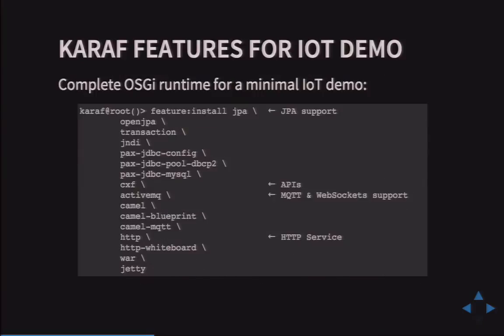So in particular, what we needed for our simple demo was JPA support. So we installed all related JPA bundles in terms of related features. Then we needed RESTful API support, and we used the CXF feature for that. Then we added MQTT and WebSocket support in the RCP, declaring all the required features in Karaf. And then we added HTTP service support in terms of the corresponding features, HTTP, HTTP whiteboard, WAR support, and of course, the application server. We used Jetty for that.